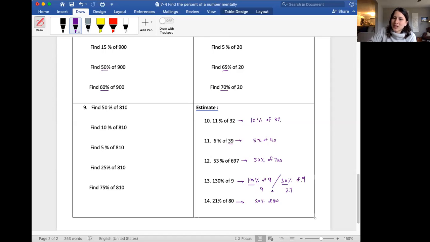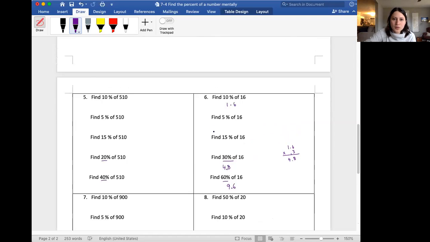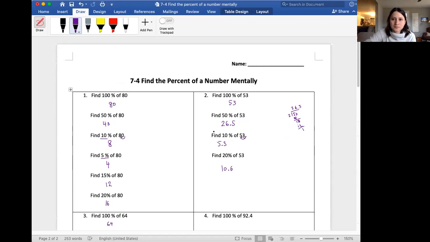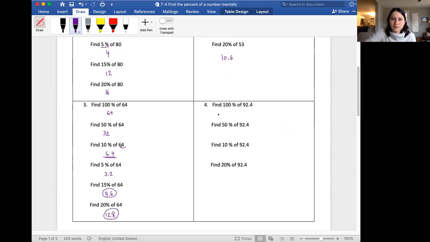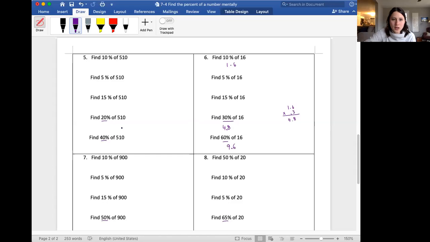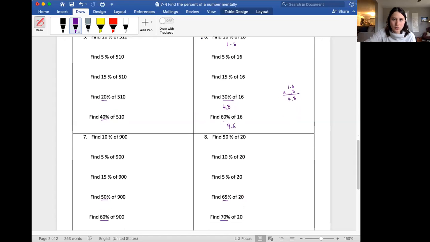So then if this is 9, this is 2.7. When I add them together, I will have 11.7 as 130% of 9. So this one was a little bit tricky, but just talking through how do you find over 100%. Break up that percent and do them in parts and then combine them back together. So go ahead and work out the rest of those, and I will put the answers of 5 and 7 up here just so you can check, okay?